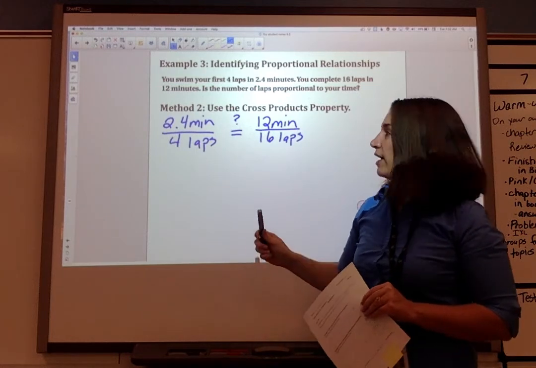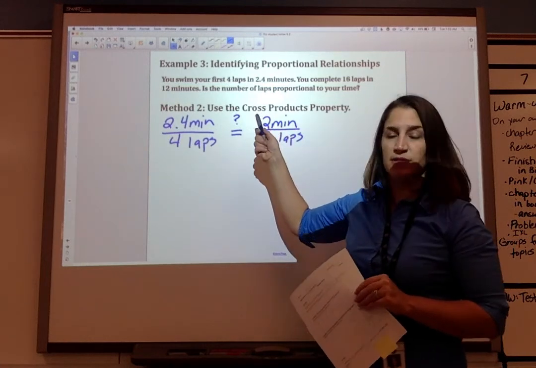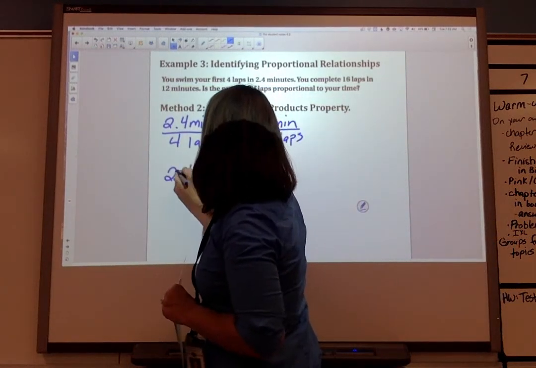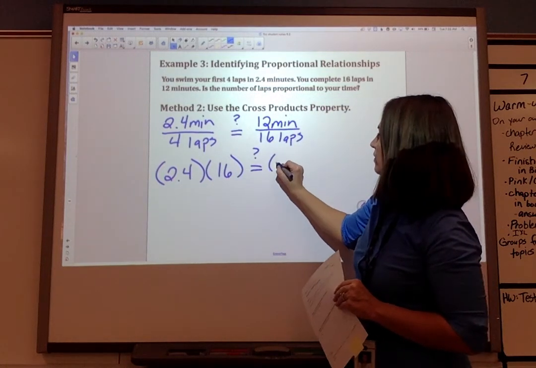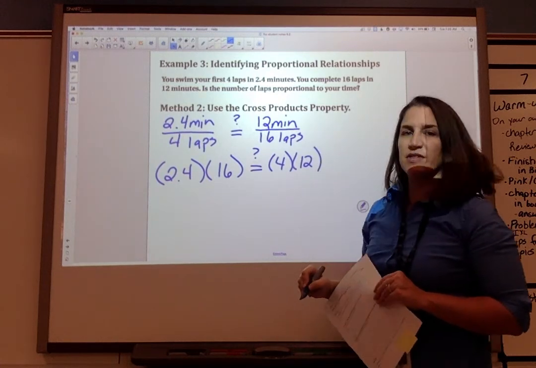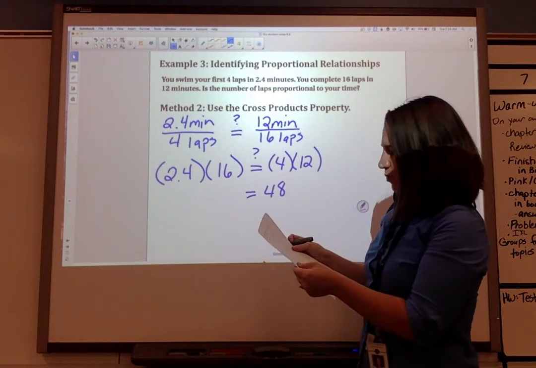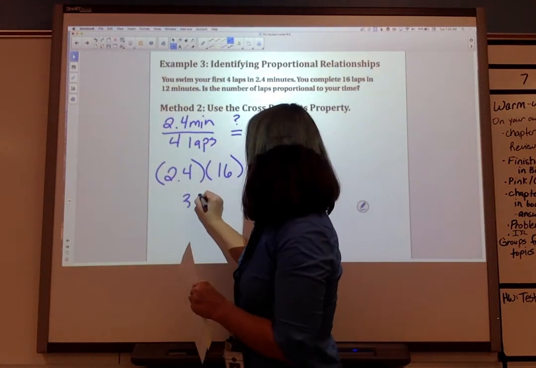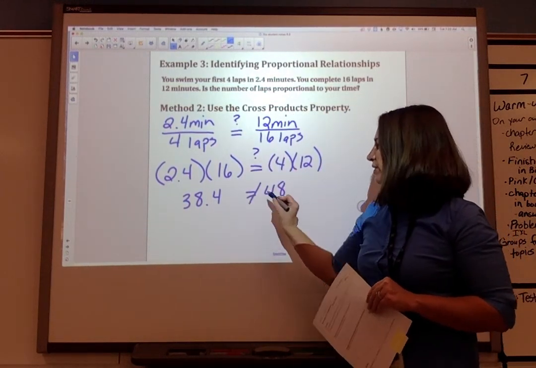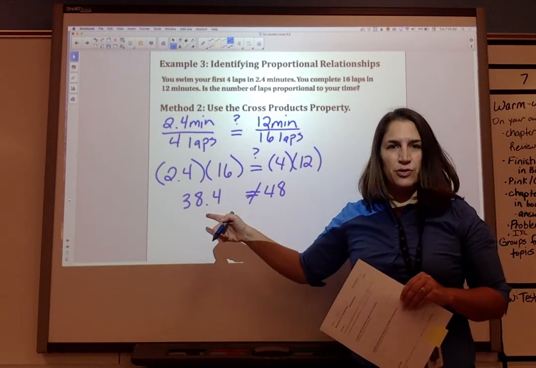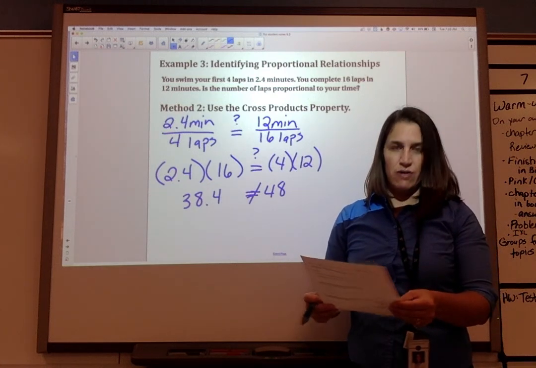Then we're going to use cross products to see if 2.4 times 16 is equal to 4 times 12. So 2.4 times 16, we want to know, is that equal to 4 times 12? So 4 times 12 is 48. 2.4 times 16 is 38.4. So at this point, we can see we don't need the question mark anymore. We can use a not equal to symbol because 38.4 is not equal to 48. So we've proven in another way that these two ratios are not proportional.